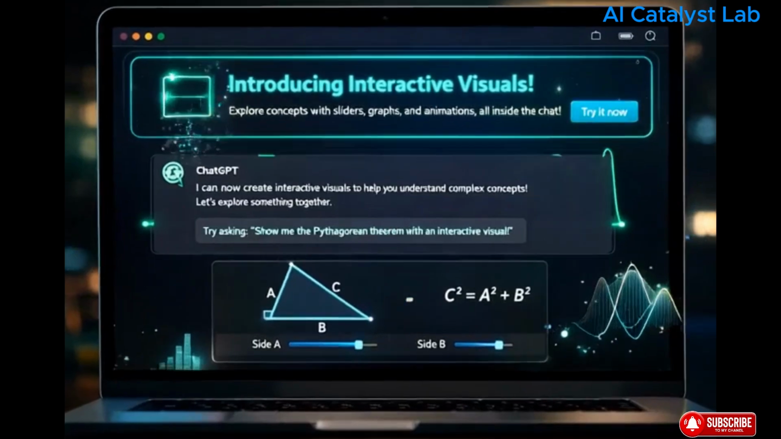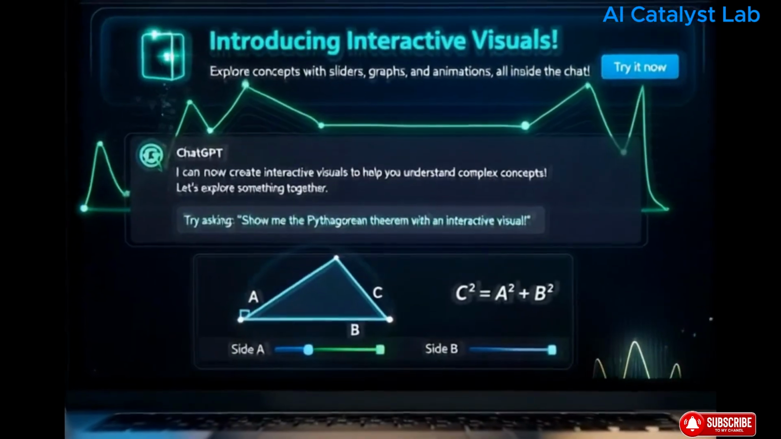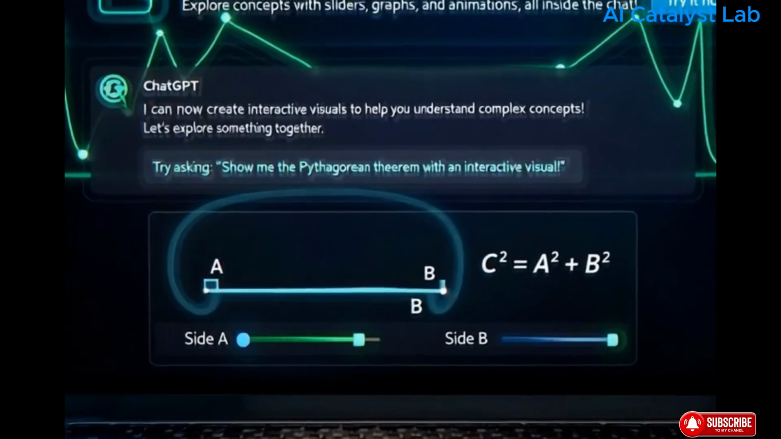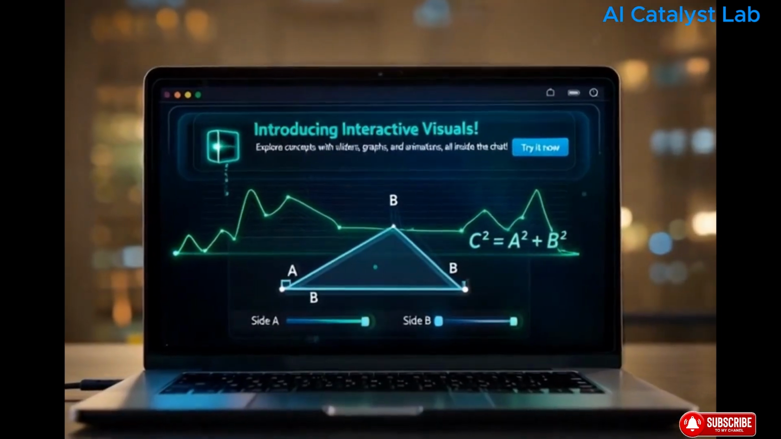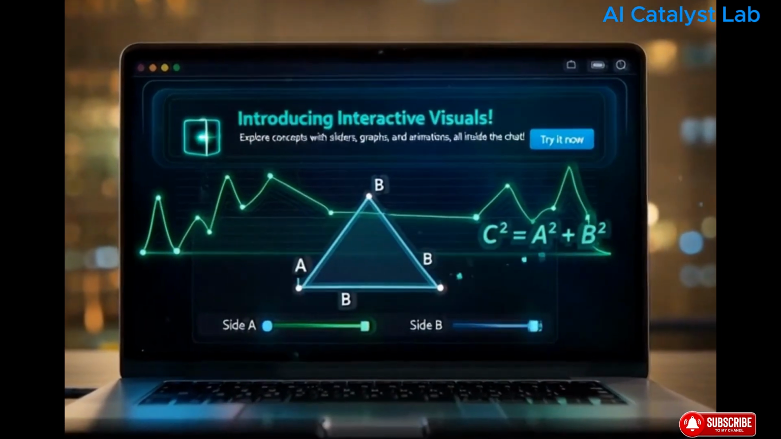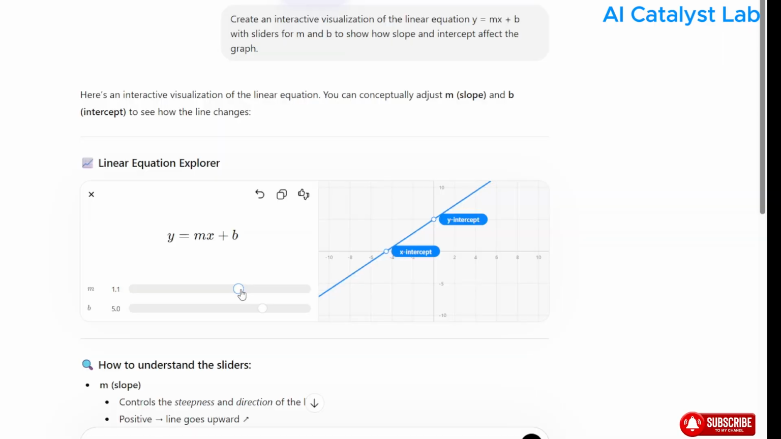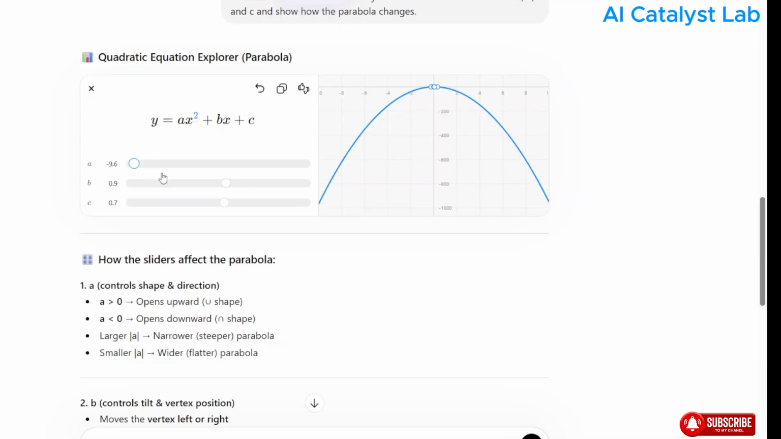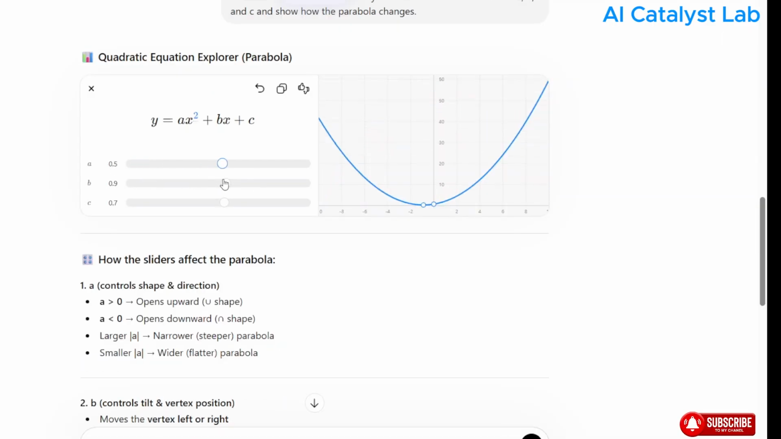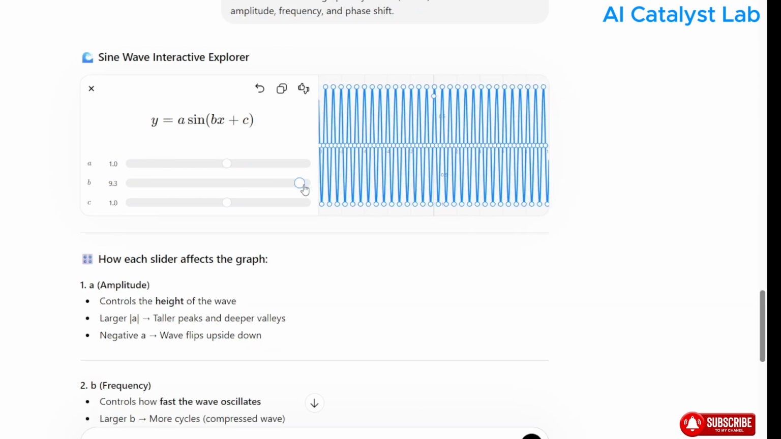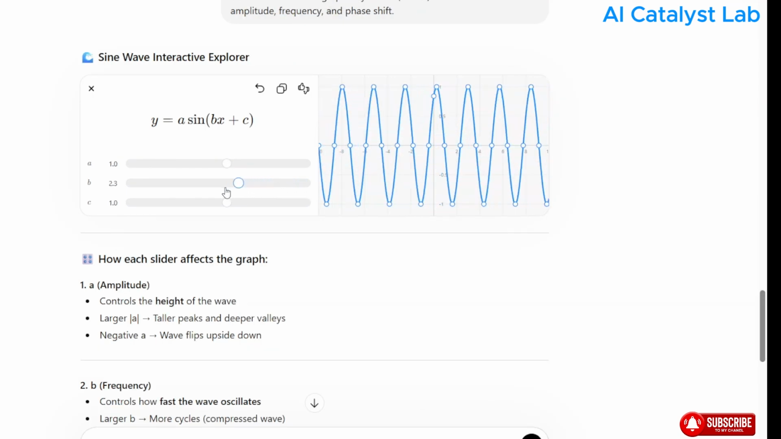Something big just happened in the world of artificial intelligence. ChatGPT has added a new feature that makes learning much more visual. Instead of only reading text, you can now interact with ideas on the screen. You can move sliders, change numbers, and watch graphs update in real time.